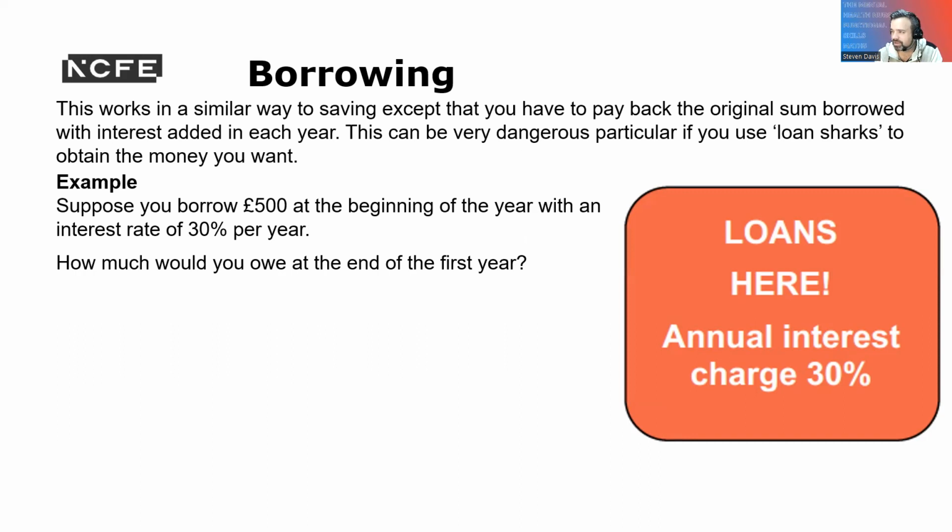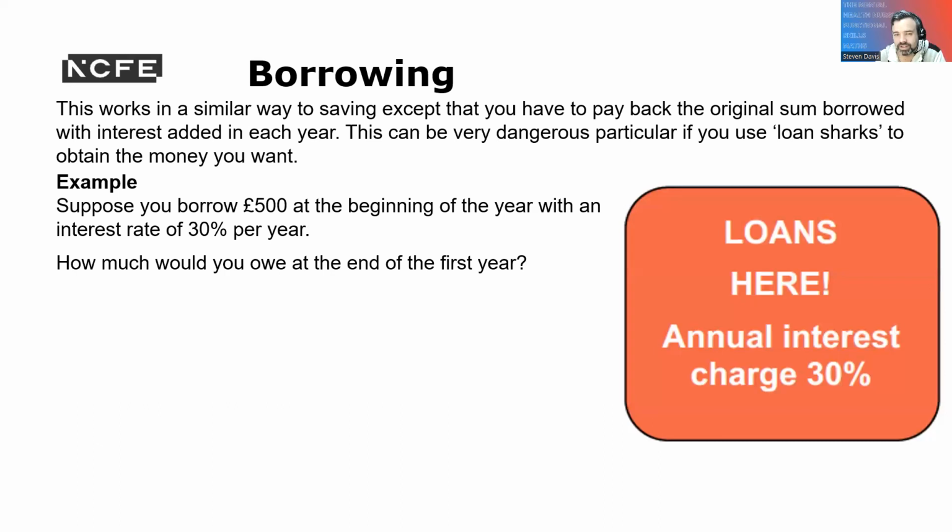So if we're looking at borrowing, the way this works is in a similar way to savings, except that you have to pay back the original sum borrowed with interest added in each year. This can be very dangerous, particularly if you use loan sharks. And that's because you've just seen how that interest has been compounded and added. It works in exactly the same way. So suppose you borrow £500 at the beginning of the year with an interest rate of 30% each year. How much would you owe?